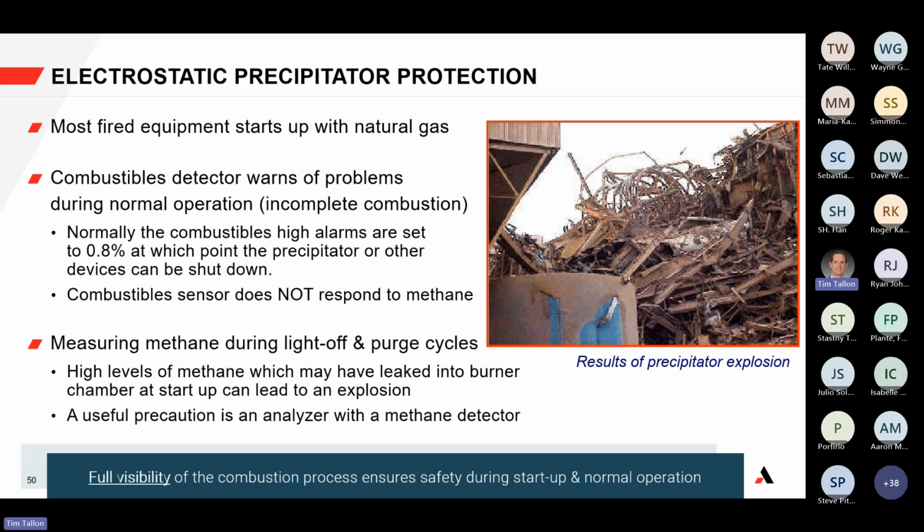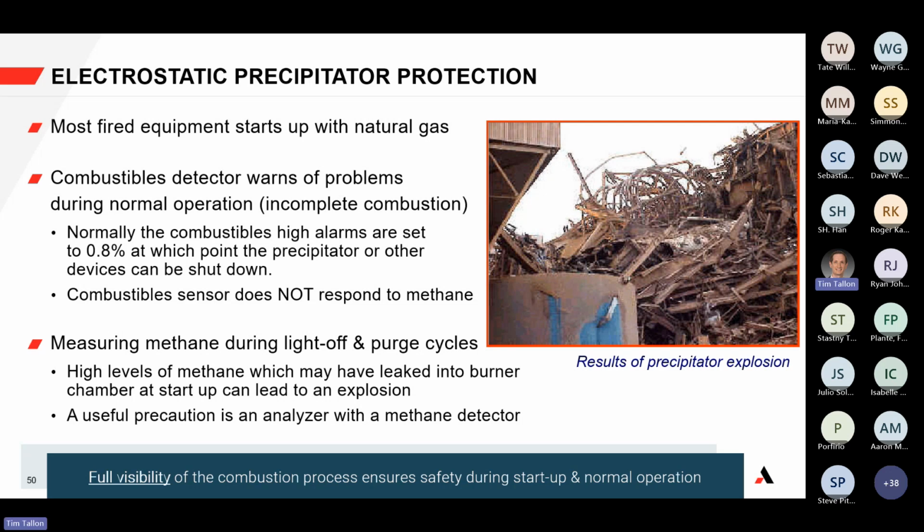Methane is an additional measurement. So when you think about measuring for methane during light off and for purge cycles, that's really where high levels of methane could be leaked from a burner, especially during startup, that could cause a hazardous event. So a precaution would be to have the additional assurance and insurance of having an analyzer with a methane detector, so that you can monitor for potential fuel leaks during startup and purge cycles, but also have the monitoring of incomplete combustion during normal operation.